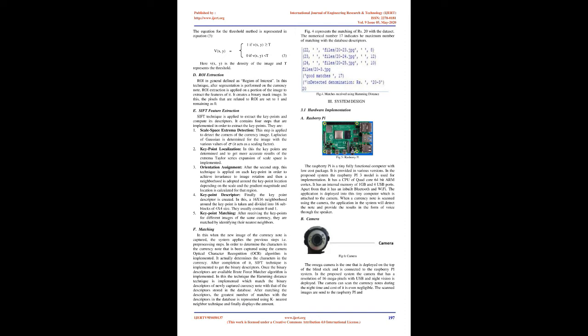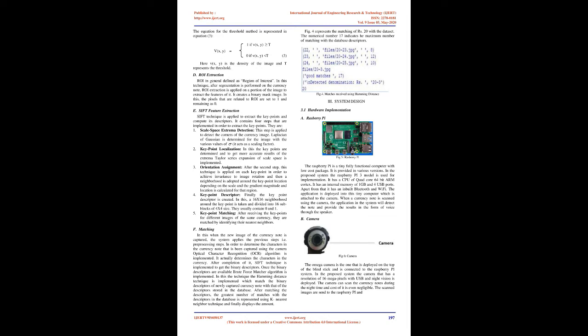2. Key point localization. In this the key points are determined, and to get more accurate results of the extrema, Taylor series expansion of scale space is implemented. 3. Orientation assignment. After the second step, this technique is applied on each key point in order to achieve invariance to image rotation, and then a neighborhood is adopted around the key point location depending on the scale, and the gradient magnitude and direction is calculated for that region.